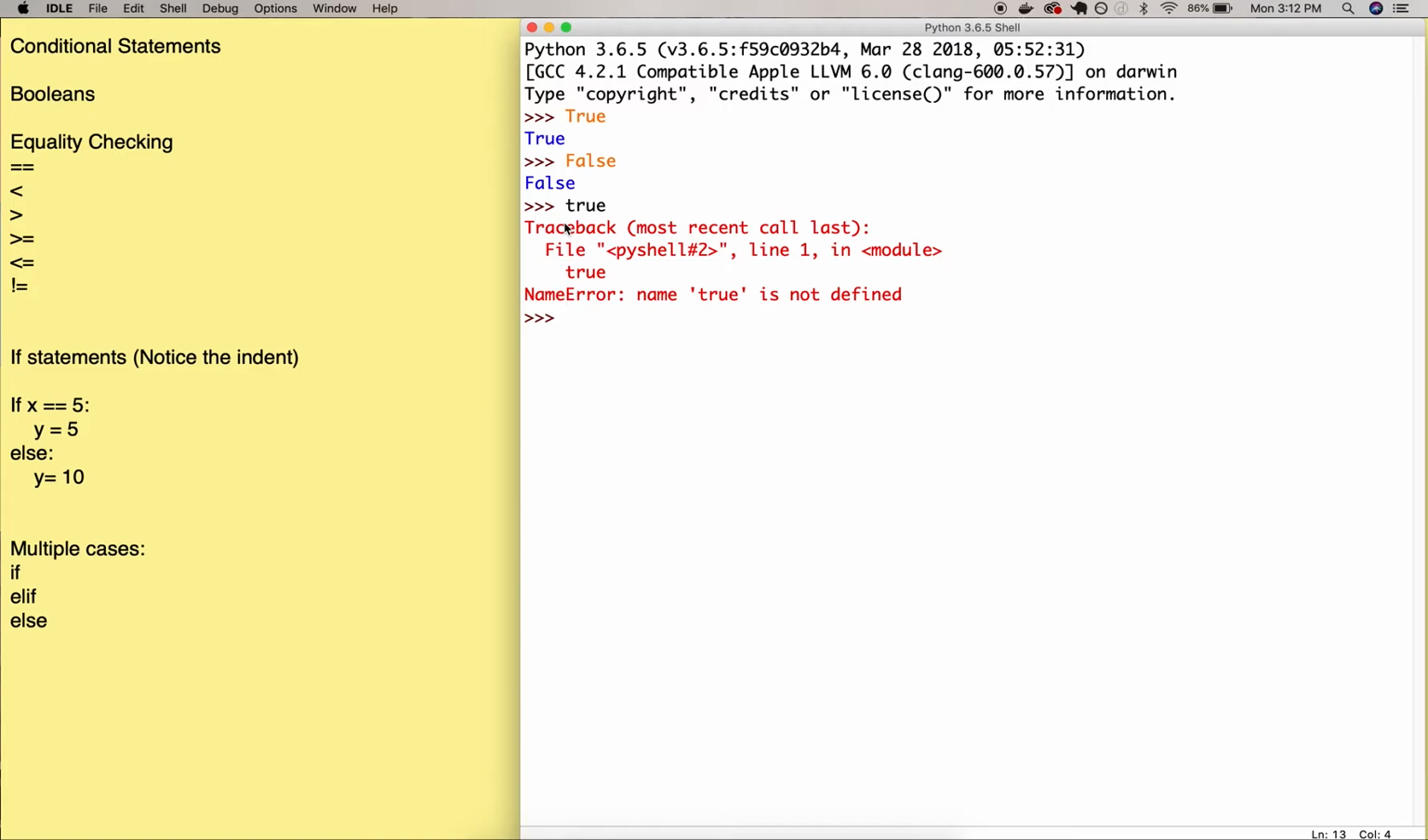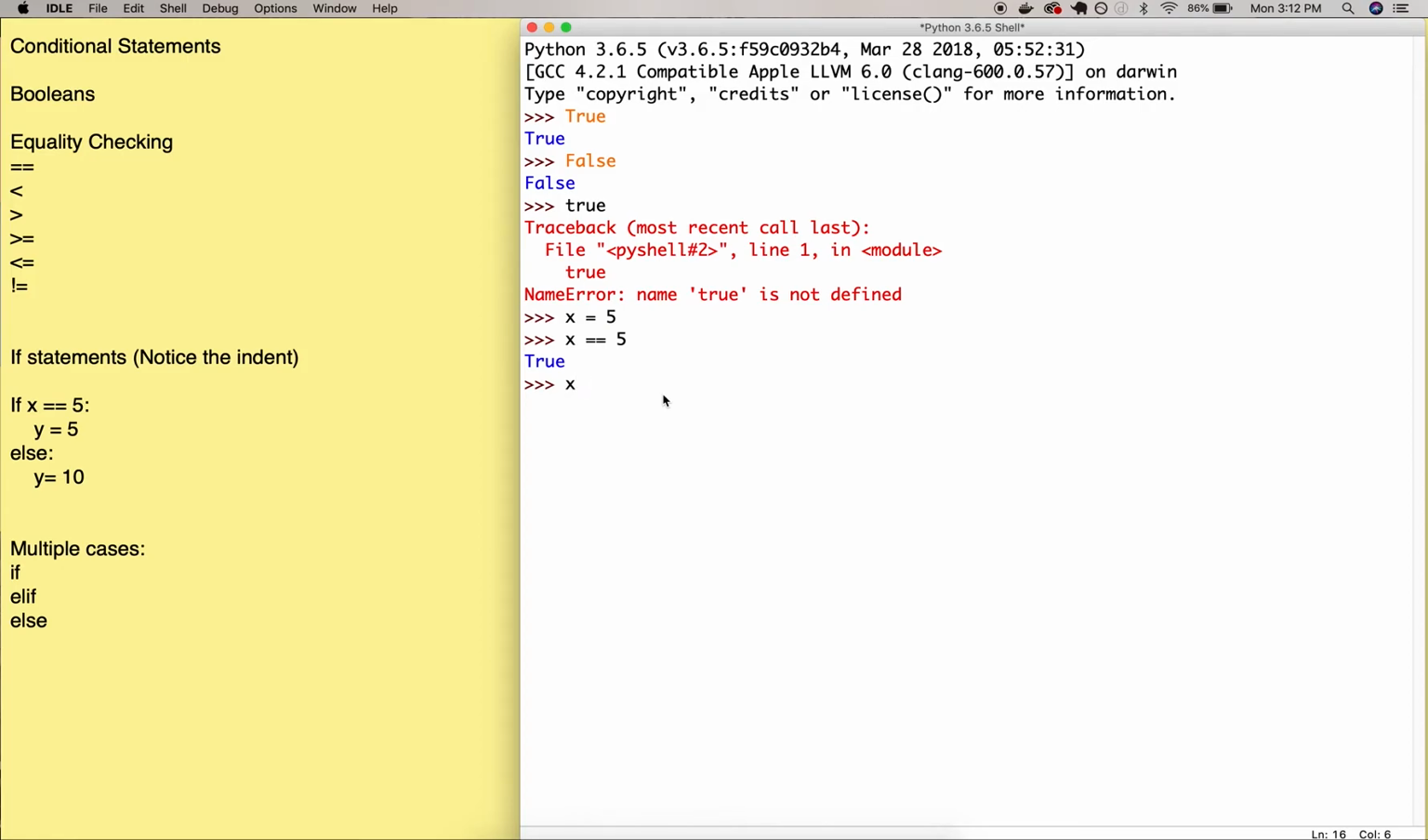Now, what can be true and what can be false? This is going to come down to the question of equality and inequality checking. So I previously mentioned that if we had a variable like x equals 5, the equals isn't really checking for equality, but is an assignment. So how do we see if x is equal to 5? Well, we use the double equal sign. So we just take two equal symbols and do that. And indeed, when testing x equals 5, we get that it's true.